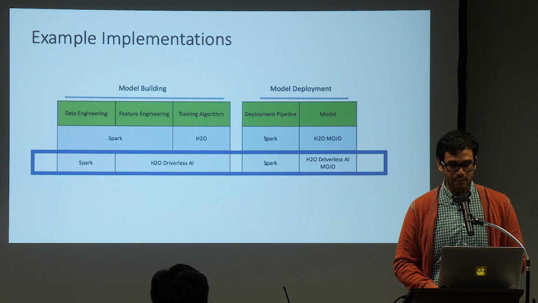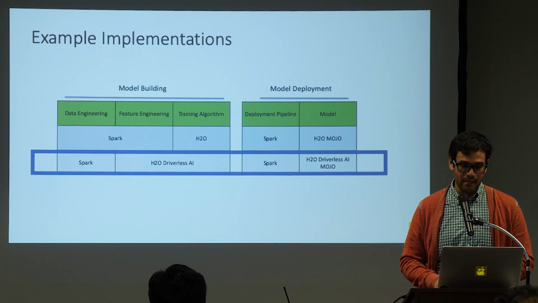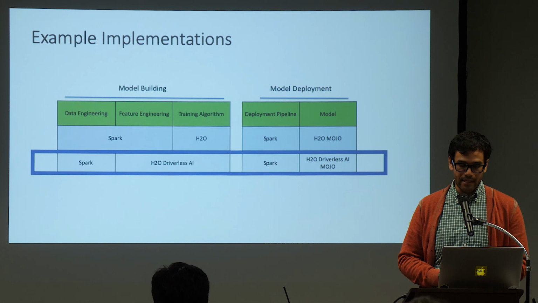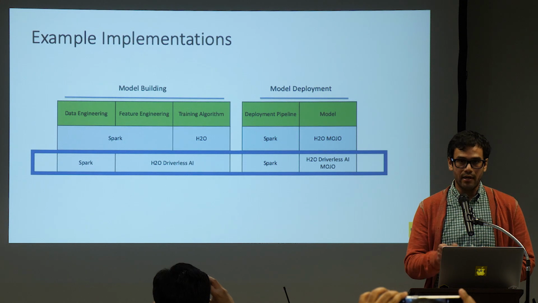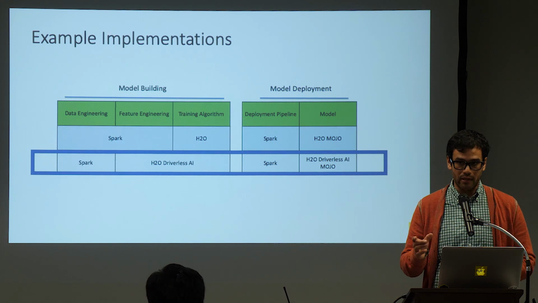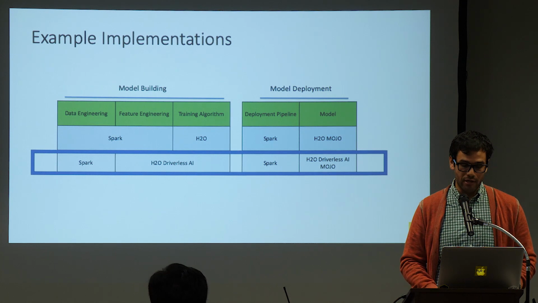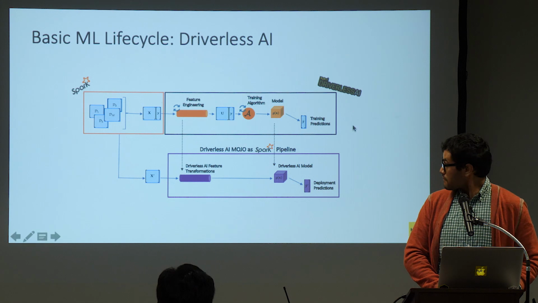So that brings us back to our different implementations. We saw Spark handling the data engineering and feature engineering phases, and now we're going to look at how Spark can handle just the data engineering phase, and then we pass the feature engineering and the training of the model to Driverless AI. So we don't do feature engineering ourselves, and we also don't do it with the help of the H2O platform. We let Driverless take care of feature engineering and machine learning on its own.